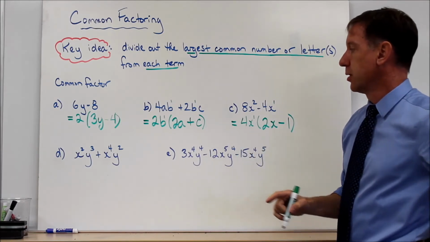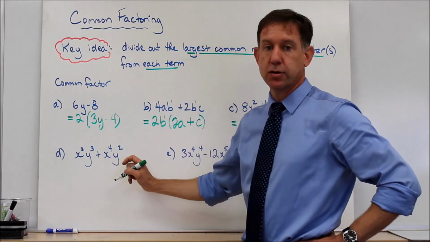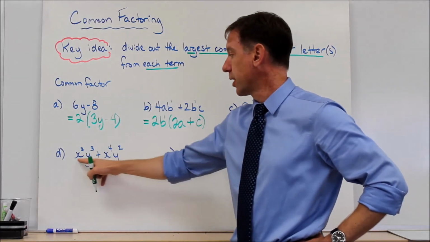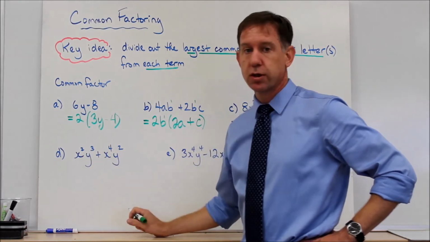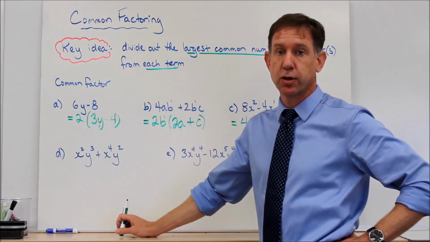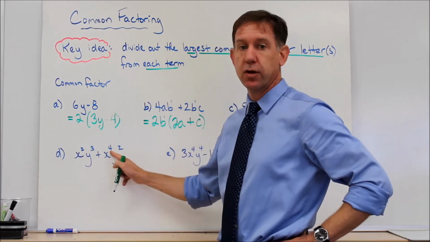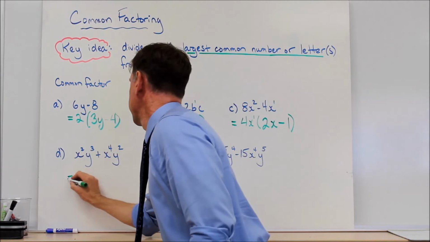And for part D, no numbers to be divided out here, all right? So we're just going to look at letters only. Now, if you go across here, you can see that we've got x's in both terms, we've got y's in both terms. A shortcut to dividing out the letters is always look for the lowest exponent. So if I've got a 2 on the x here and a 4 on the x here, the lowest exponent is a 2, so divide out the 2, x squared.